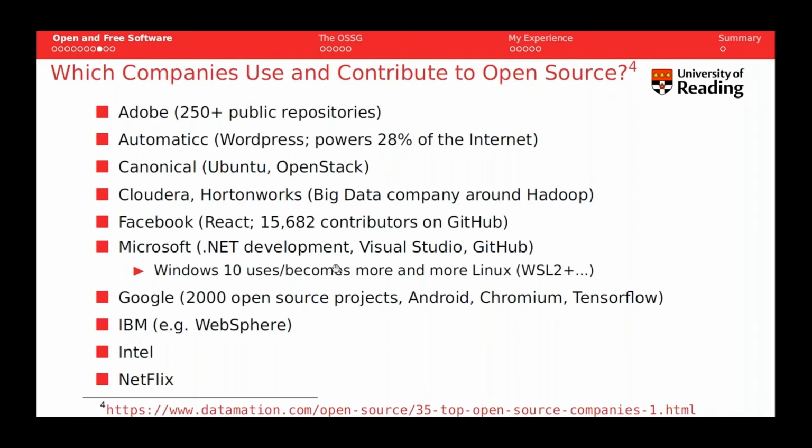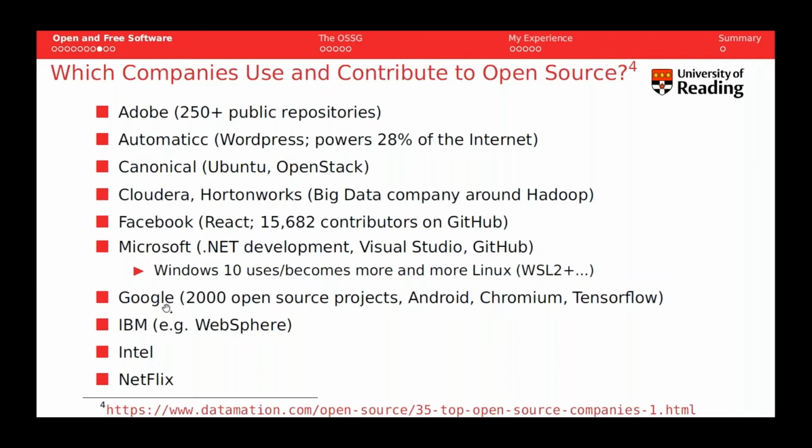So now the question: which companies actually use and contribute to open source? Well, here are some names, and I put just some that I liked. I want to say Microsoft. The .NET development has, I think, been donated. Visual Studio, GitHub. And Windows 10, I think, has this kind of convergence. Google, IBM even, Intel, of course. So there is a lot, and you can find the 35 top open source companies. That doesn't mean that these companies develop only open source, but they do a lot.